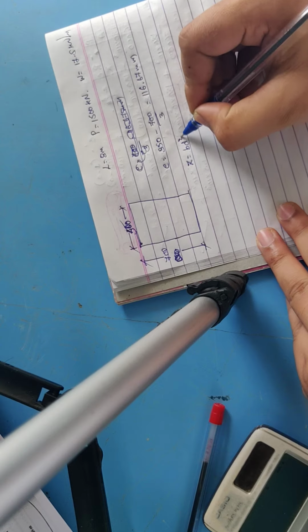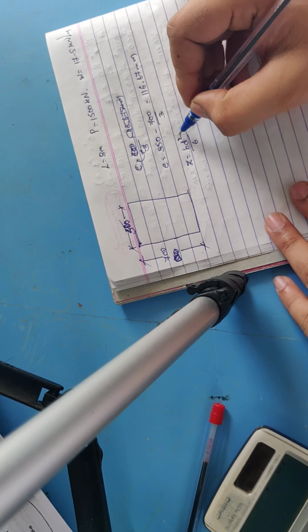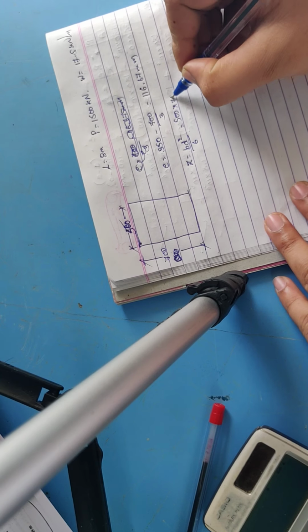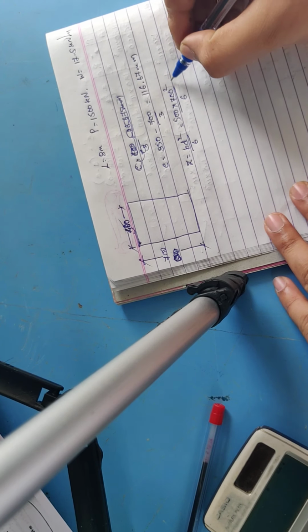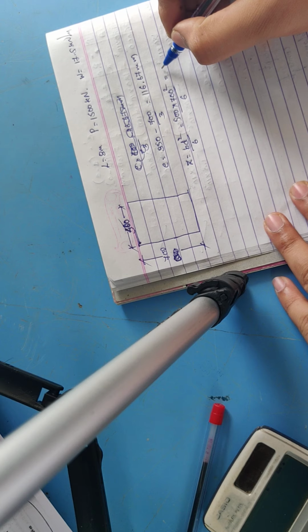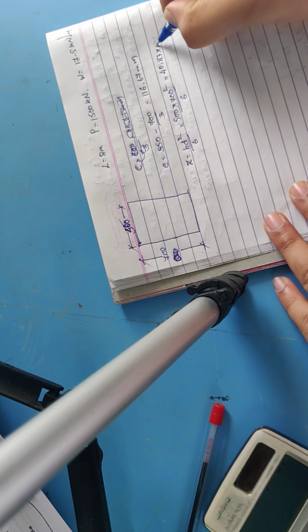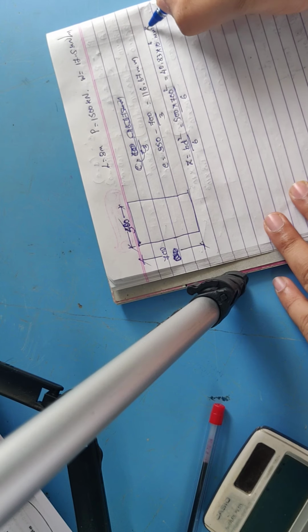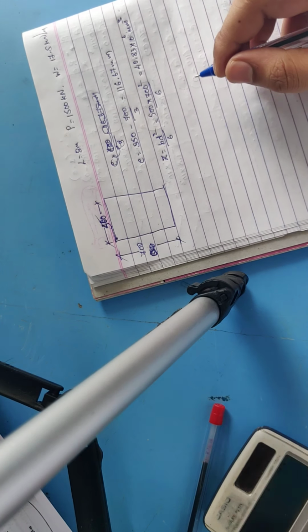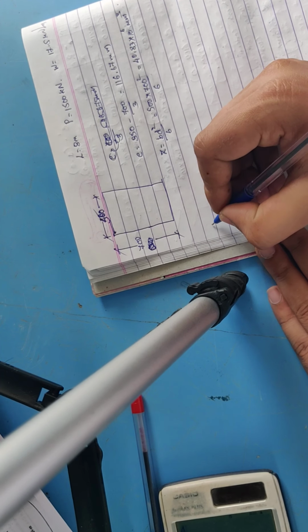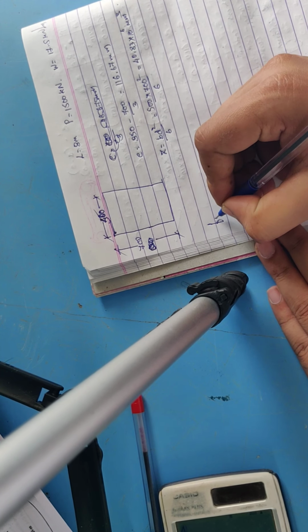Then I will calculate the Z value. It will be BD square upon 6. Substitute the value of B, it is 500, depth it is 700, square upon 6, which gives you Z value as 40.83 into 10 power 6 mm cube. Now first one, stress calculation.